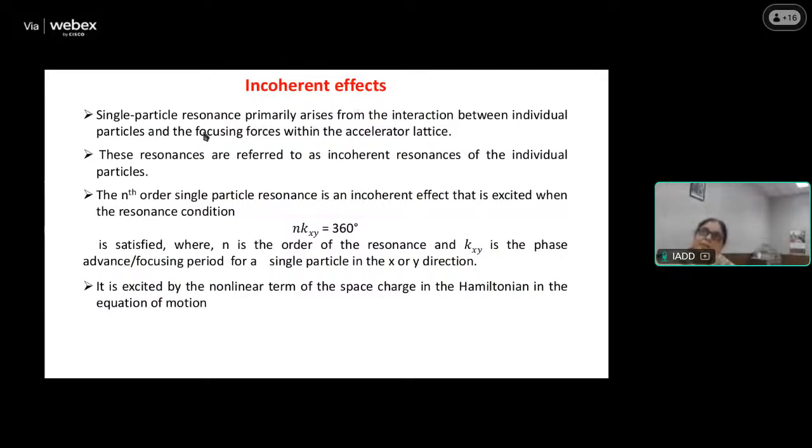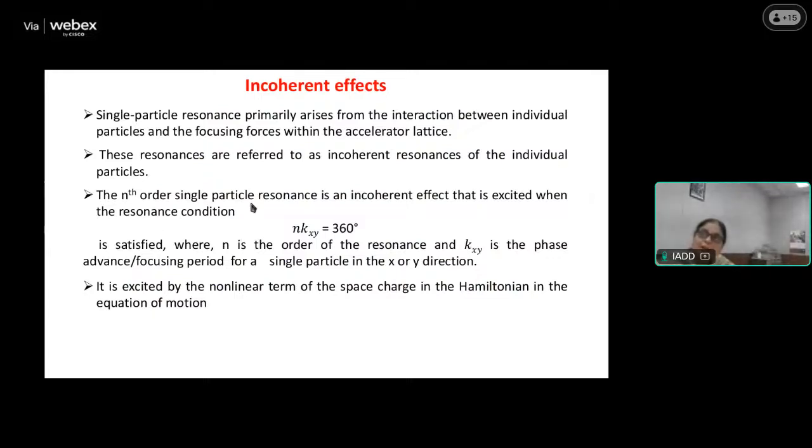Now let's see the incoherent effects. These are basically single particle effects. These arise from the interaction between individual particles. So unlike coherent effects where it was excited by the envelope as a whole, here only a few individual particles are participating in the resonance. This is from the interaction between individual particles and the focusing forces within the accelerator lattice. These are referred to as incoherent resonances of individual particles.